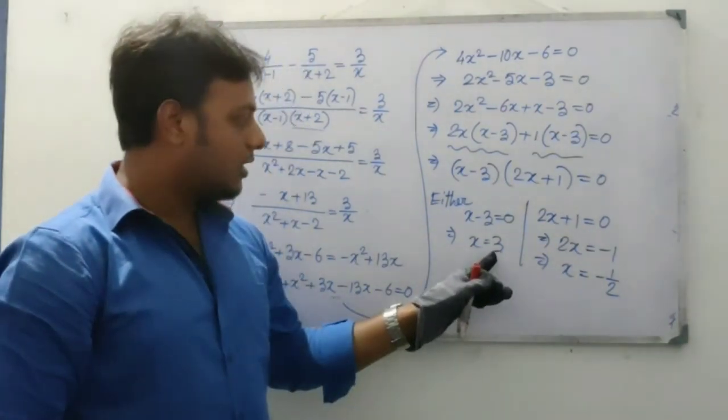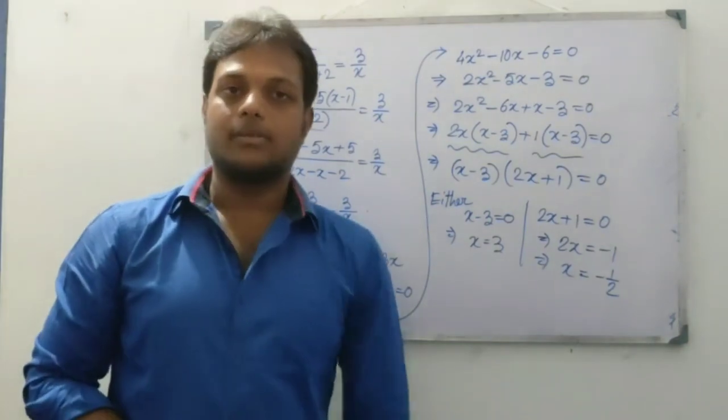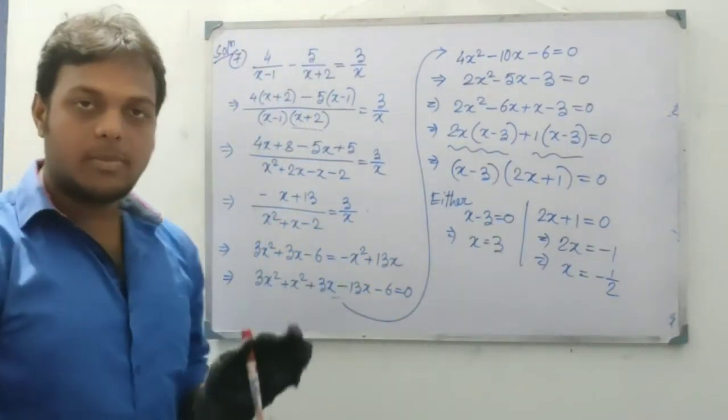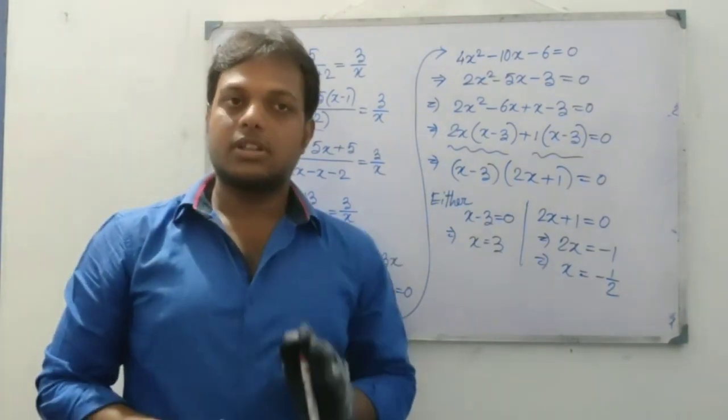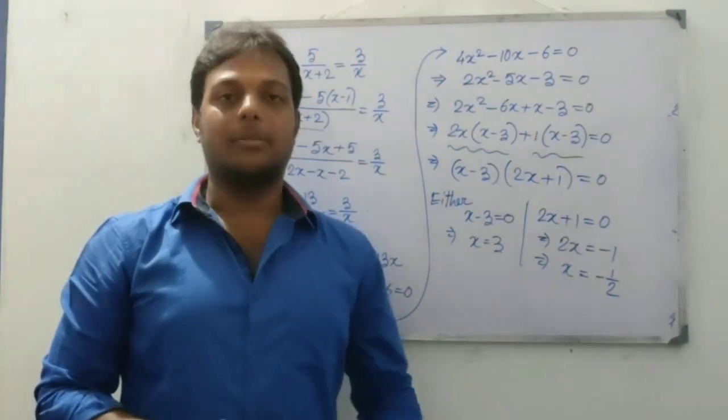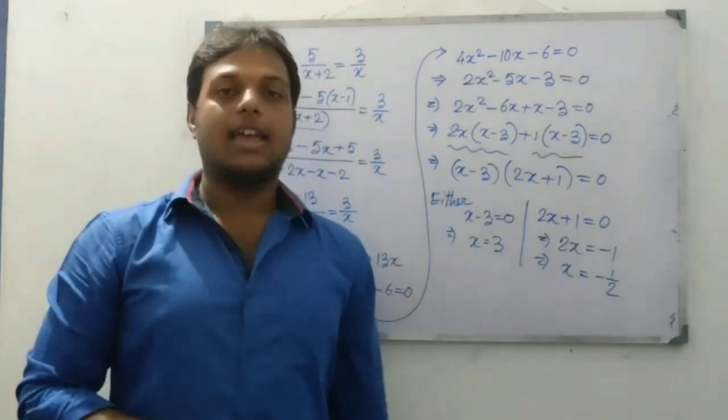We have got a value 3 and another is minus 1 by 2. Did you get it? This is the process. First you have to convert a quadratic equation into the standard form. After that apply the factorization method or middle term method. Okay, then you will get the answer.